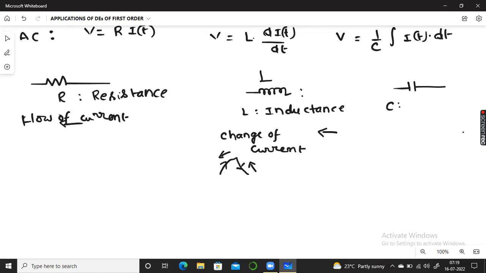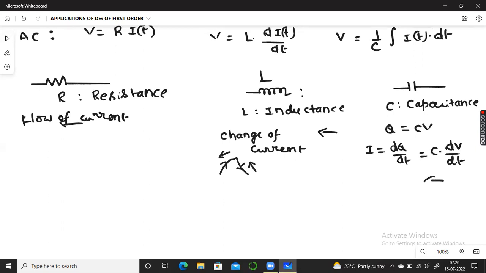See, it has a property called capacitance. What capacitance will do is resist the change in voltage. It will oppose change in voltage. The basic formula is Q is equal to CV. I is equal to dQ by dt. You know that the rate of flow of charge is called current, dQ by dt. It means C into dV by dt. This also will resist change in voltage.